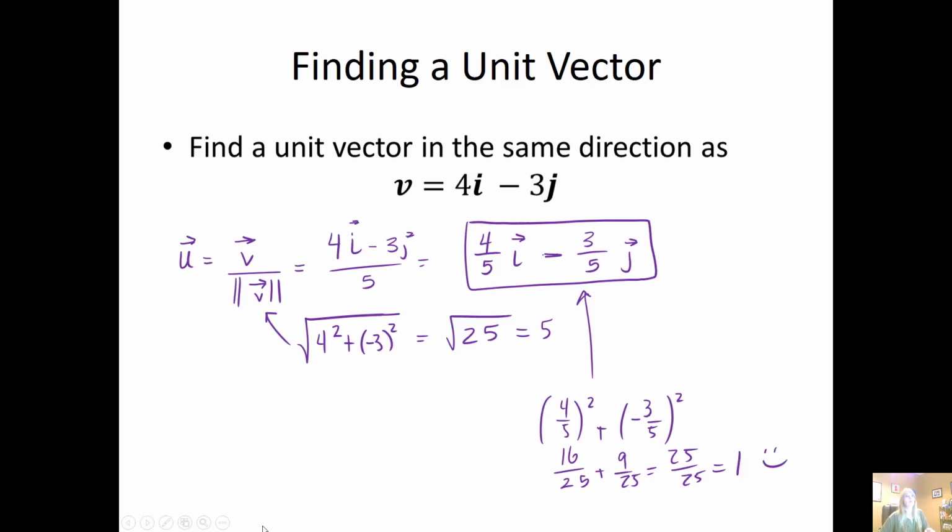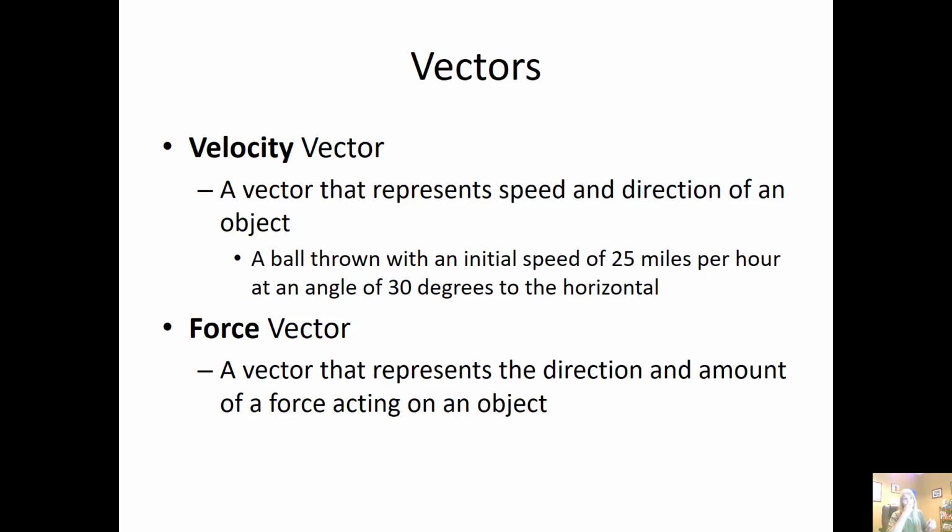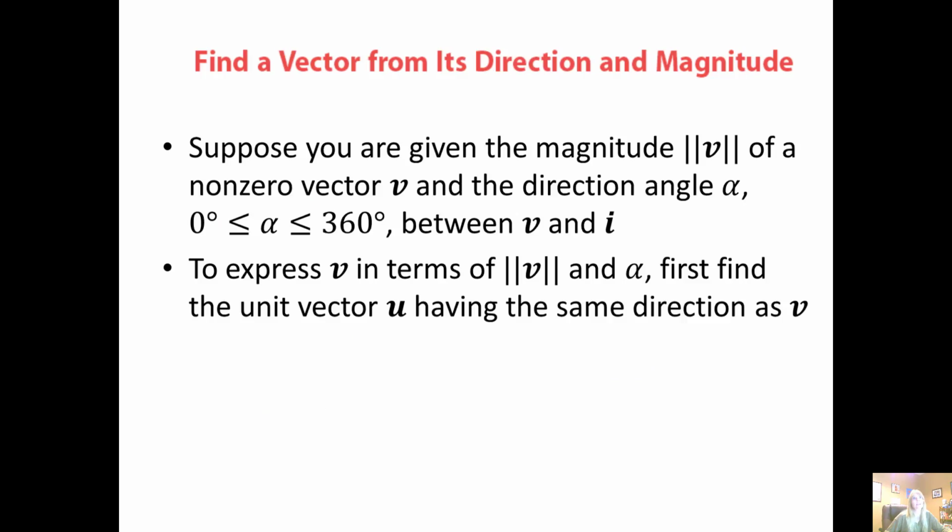All right, velocity vectors. A velocity vector represents the speed and direction of an object, such as a ball thrown with an initial speed and an angle. And then we have force vectors, where you put a force upon something, you're pushing something. These represent the direction, and of course the amount of force acting on the object. So, find a vector from its direction and magnitude.